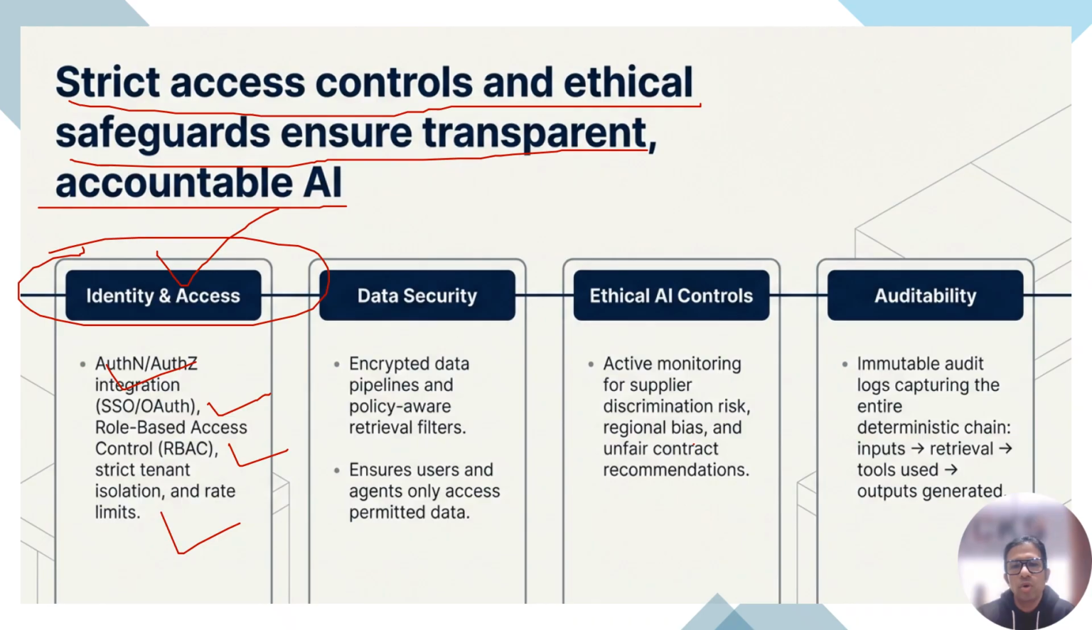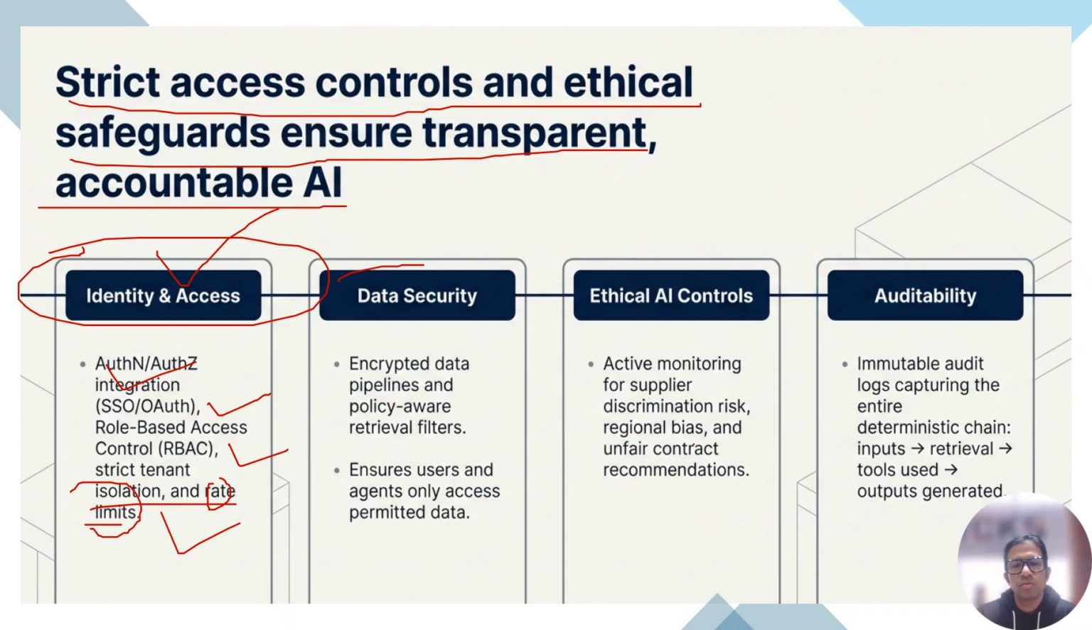A buyer can only access their region's supplier. And we also support strict tenant isolation if the company has multiple business units. See this one, isolation. Tenant isolation means one business unit cannot see another unit's procurement data. This rate limit protects the system from abuse and keeps performance stable.